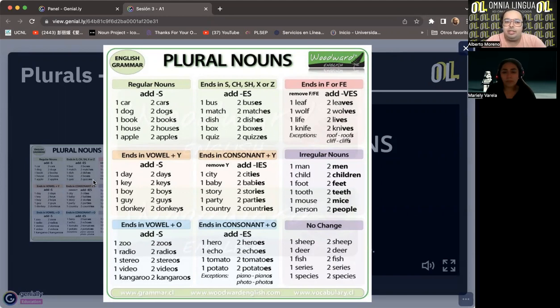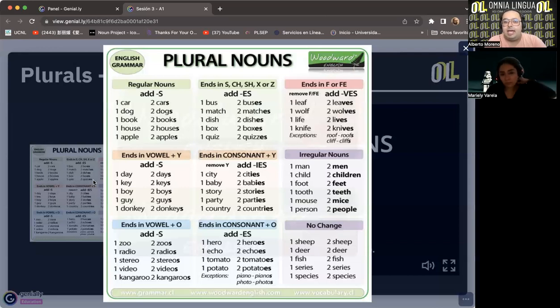For example, in the word car, if we want to make a plural, cars. I mean, if we want to talk about more than one car, cars. Dog, dogs. Book, books. House, houses. Apple, apples. But we have exceptions, and the exceptions are words that end in S, CH, SH, X, or Z. We have to add the ES at the end. For example, in bus, the plural is buses. Match, matches. Dish, dishes. Box, boxes.